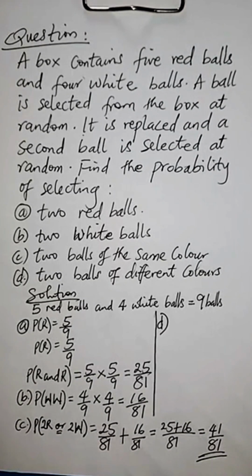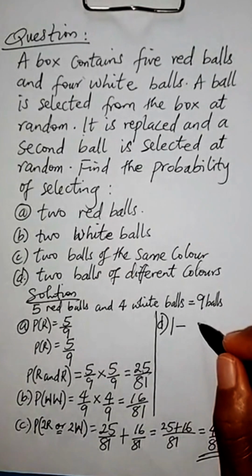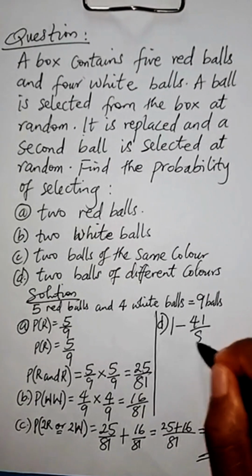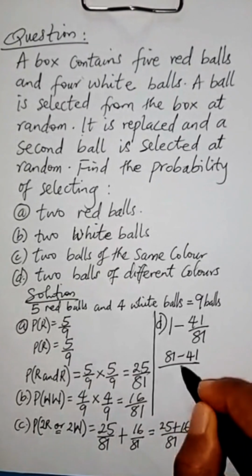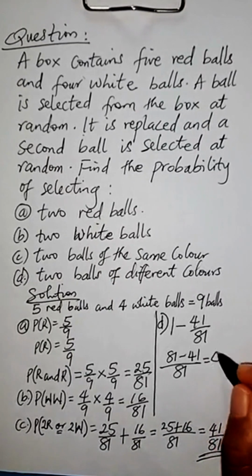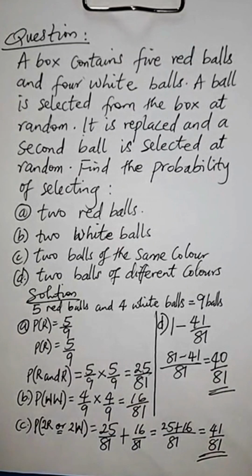I guess you can solve the last question, which is question D. Find the probability of selecting two balls of different colors. What are you thinking you're going to do? You already know the solution for two balls of the same color. So all you need to do to get two balls of different color is to say 1 minus the answer you got in question C, which is 41 out of 81. If you solve this, it's going to be 81 minus 41, divided by 81, which is 40 out of 81. So that's the solution to question D.